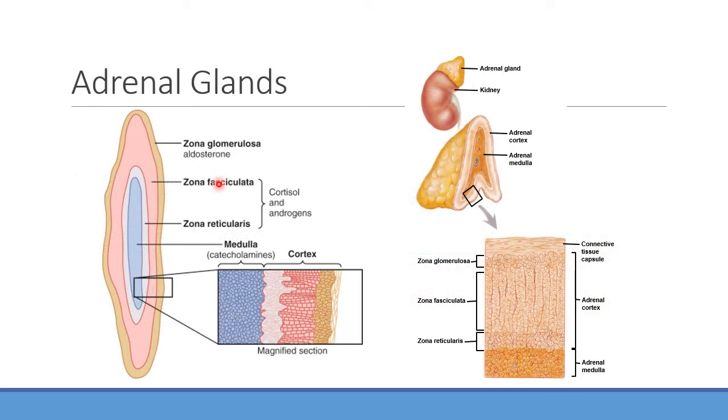So we're going to find you have the zona glomerulosa. This is where aldosterone is going to be released from. Again, we'll cover in more detail what the effects of these hormones are going to be. But the zona fasciculata is where most of your cortisol is going to be released from, and then the zona reticularis is going to have some androgens.